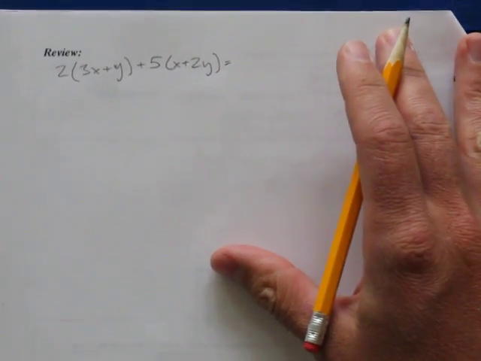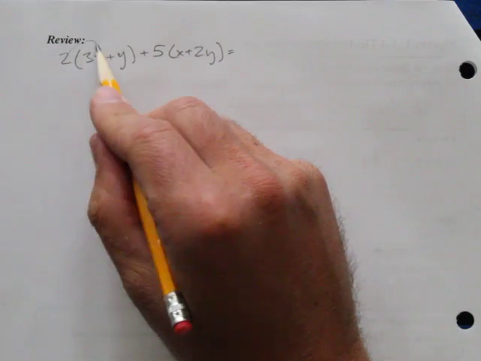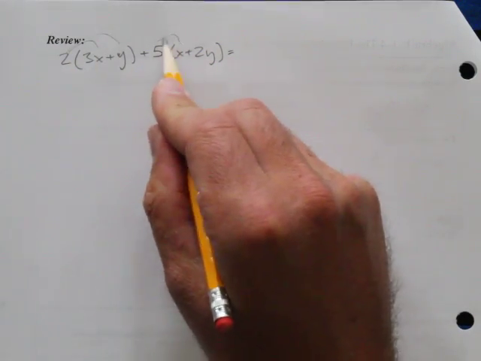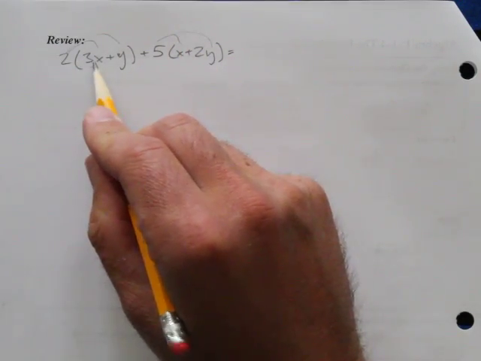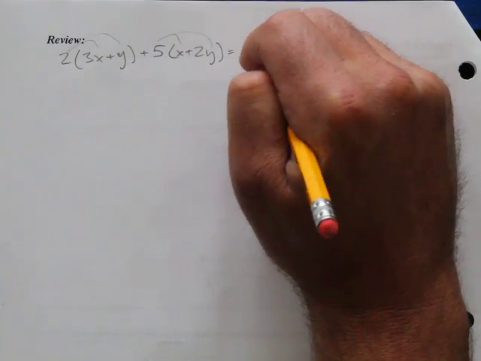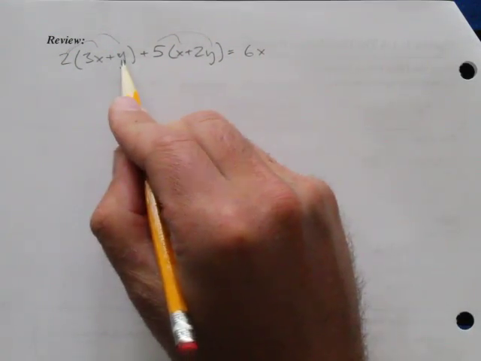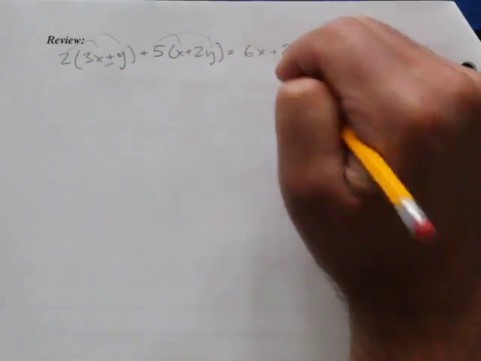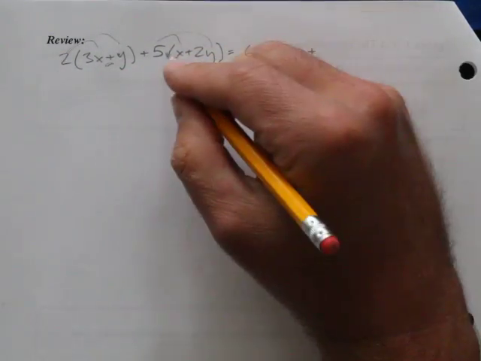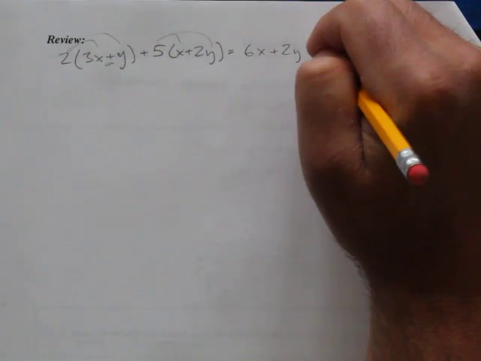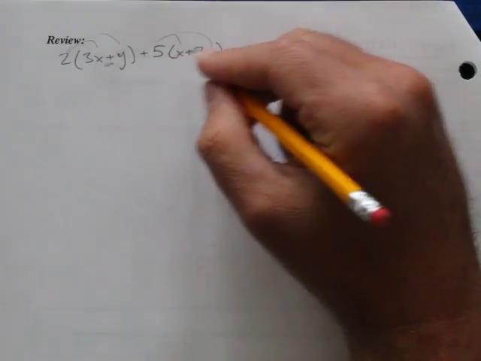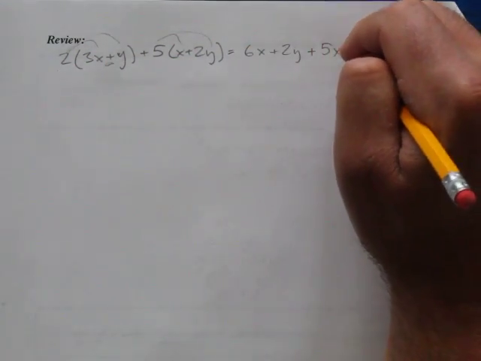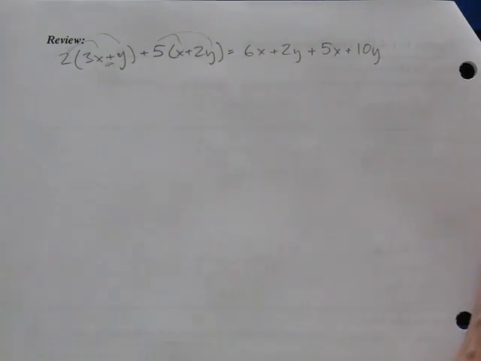So first I'm going to distribute this 2 here and this 5 here. So 2 times 3x is 6x. 2 times y is 2y. And there's a plus here, so plus 2y. Plus 5 times x, which is 5x. And 5 times 2y, which is going to get me 10y.